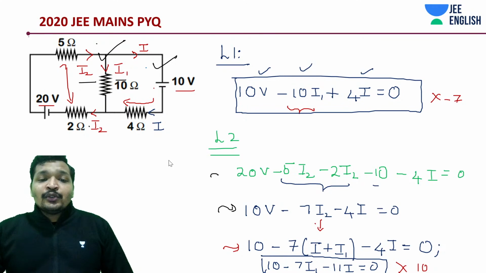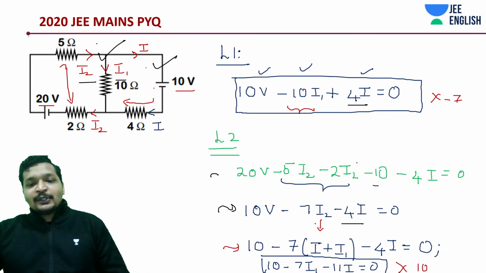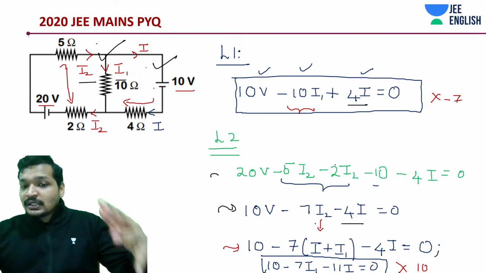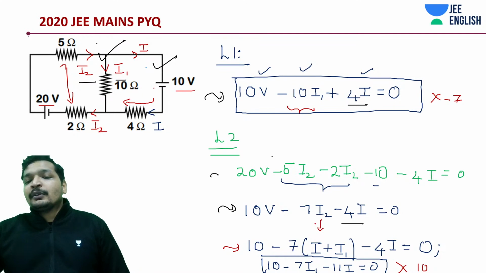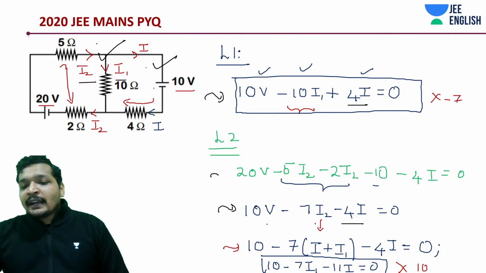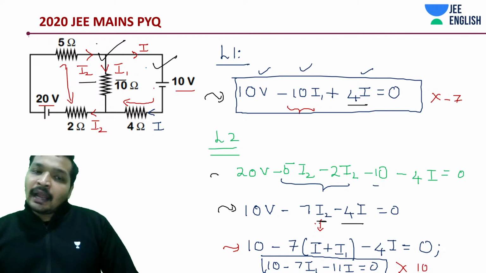You'll always see I2 in this kind of equation. Don't get tempted to eliminate it, because students who get tempted generally struggle. Don't struggle, that's the entire point. I've given you the steps so that you are able to solve it quickly. Once you arrive at this equation, try to convert this I2 to I1. It's easy, I2 is I1 plus I.